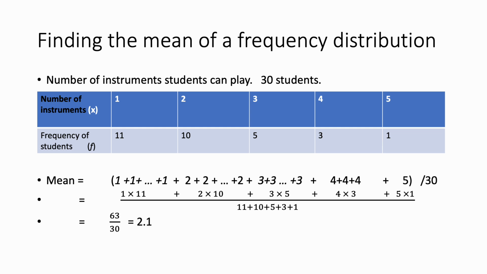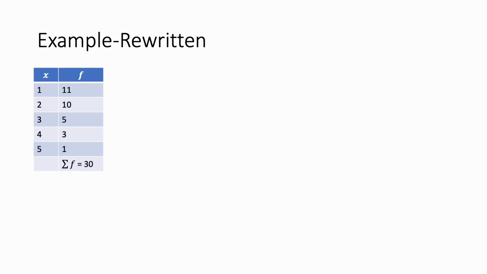So we can generally write the formula to compute the mean of a frequency distribution as mean mu is equal to the sum of each frequency multiplied by the corresponding data point, divided by the sum of frequencies. So sigma fx over sigma f. You can pause the video here if you want and go over it slowly if you need to.